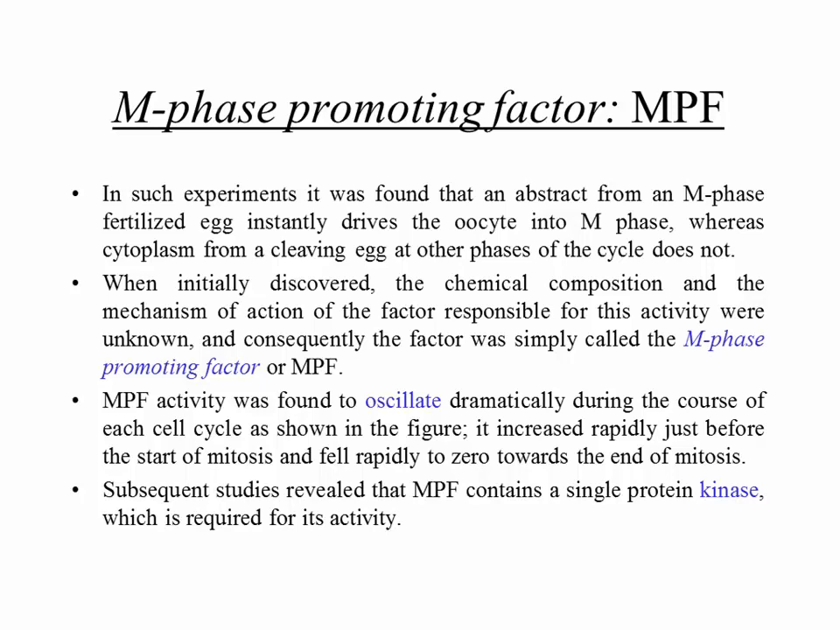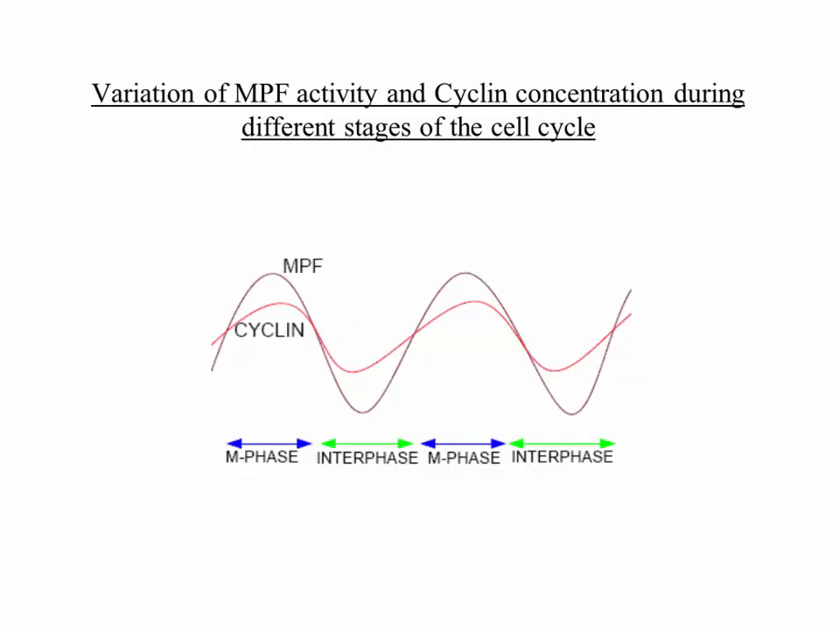So MPF activity was found to oscillate dramatically during the course of each cell cycle, as shown in the following figure. You can see this is the MPF activity. It increases gradually, then increases rapidly before the onset of the M phase, and then it declines also very rapidly. Then again, before the next M phase, it goes up rapidly, declines very rapidly, and so on, okay?